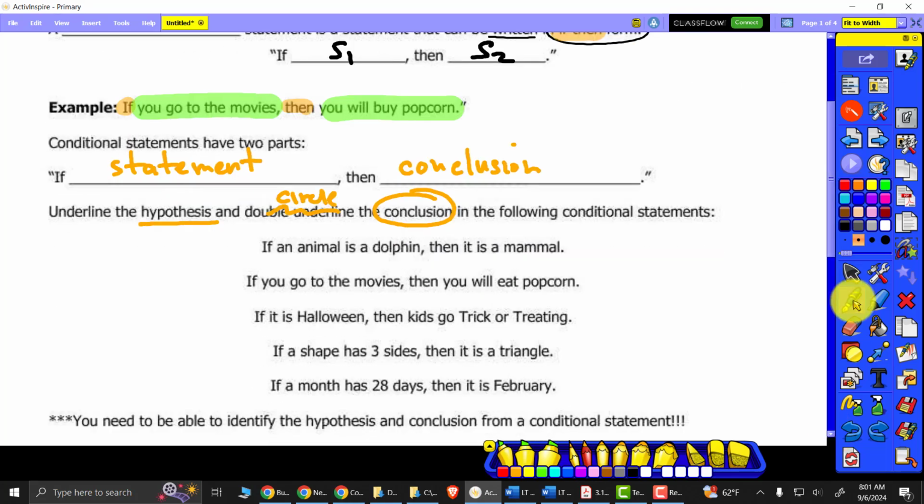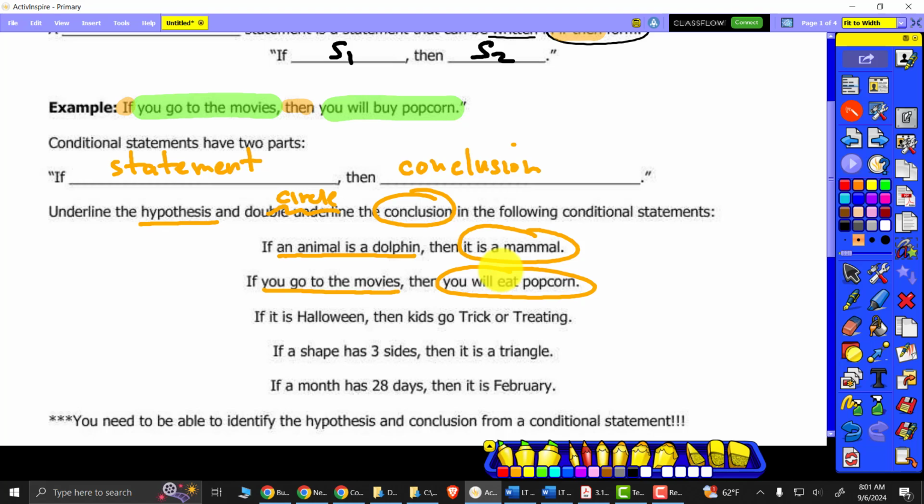And the best way to identify your hypothesis is that it is after your if. So if, this will be your hypothesis, and then your conclusion is after your then. This is your conclusion. If an animal is a dolphin, then it is a mammal. Again, second, if, this will be your hypothesis. If you go to the movies, that is your hypothesis, then the conclusion is you will eat popcorn.